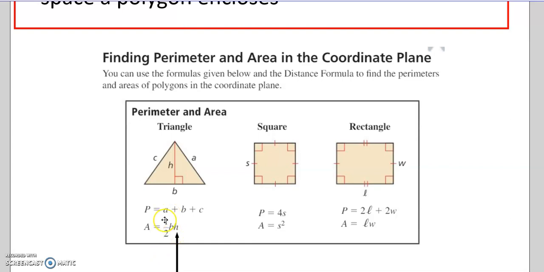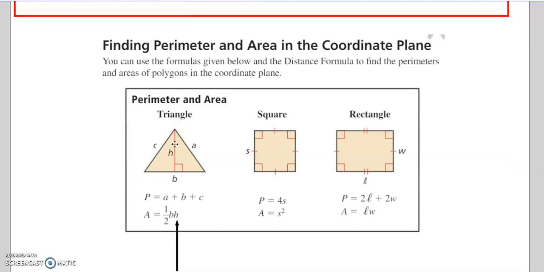A reminder about height here, guys. The height has to be from the top of the triangle perpendicular to the base, okay? Dropping a perpendicular line from the very top of the triangle, which forms a right angle with the base of the triangle. So it's really important. That's how we find the height, okay? It's a line that goes from the top to the base.